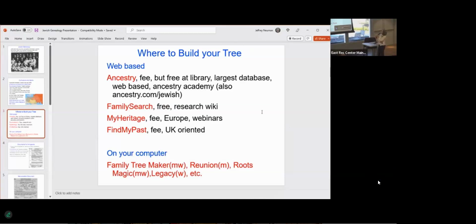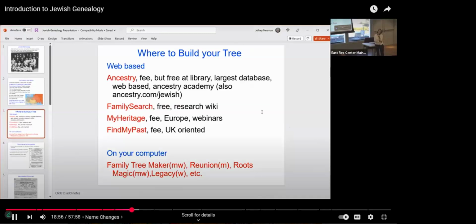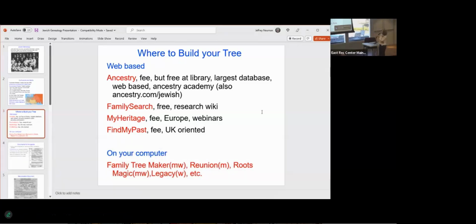It's also free if you do it at the Sonoma County Library. You can do it for free. But if you want to do it at home, you have to pay. You can actually create an Ancestry account without paying, but you won't be able to find very much information. It is the largest database, and that's one of the reasons why I chose it. It has the most people who have created a tree.